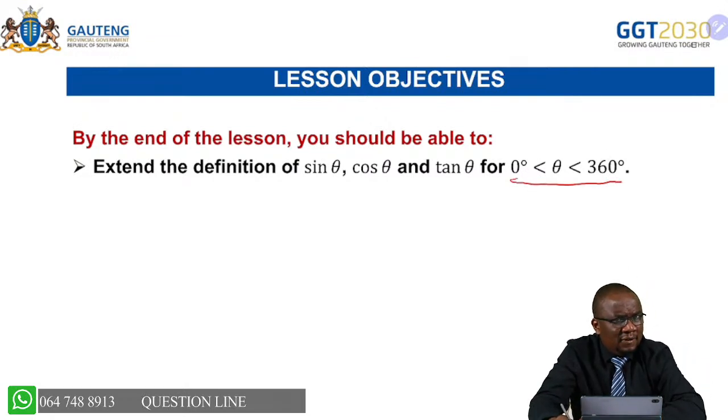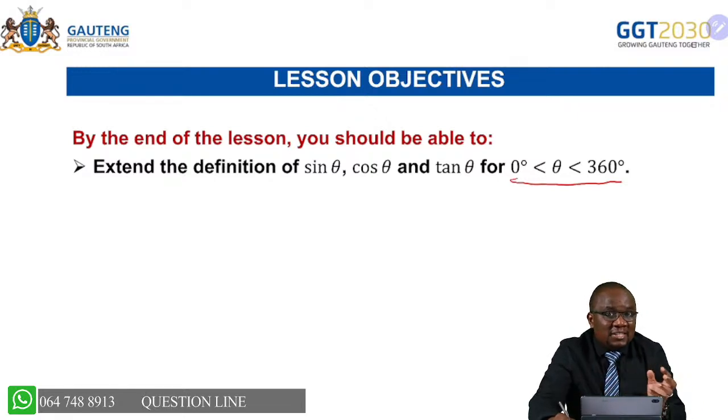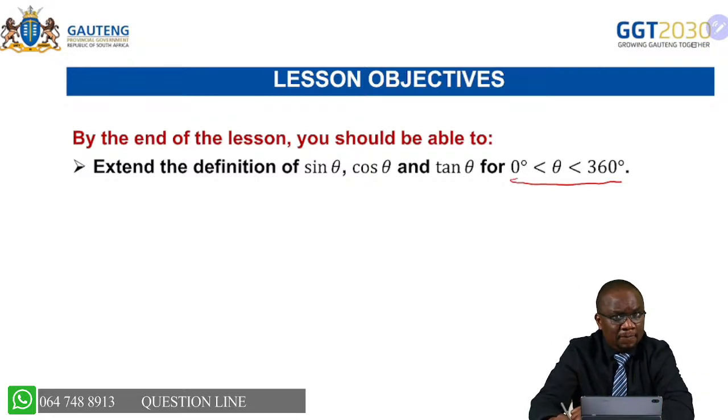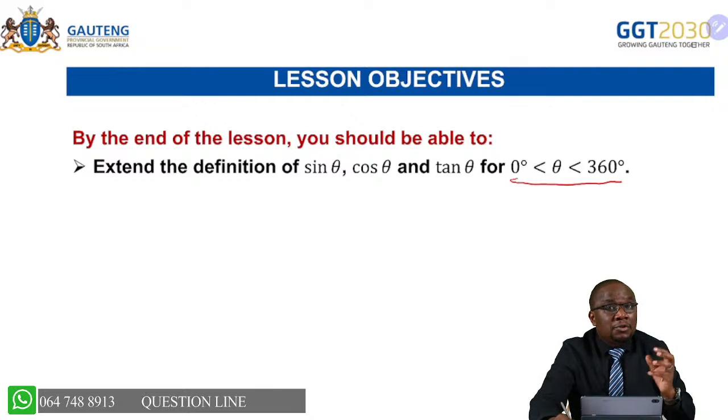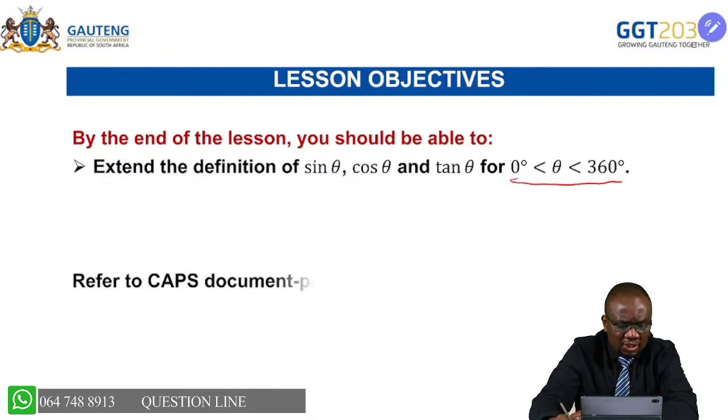You see now, how can you talk of a right angle triangle with an angle which is 120 degrees? It's impossible, isn't it? So now we're not going to be looking at angles in a right angle triangle, but somehow we're going to use what we learned in the previous lesson, okay? It's not like we're throwing it away. We're going to use it. It's very, very crucial for today's lesson. Okay? Right. So refer to the CAPS document, page 23.